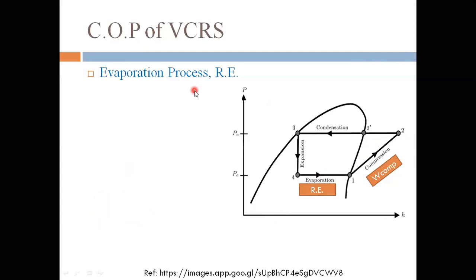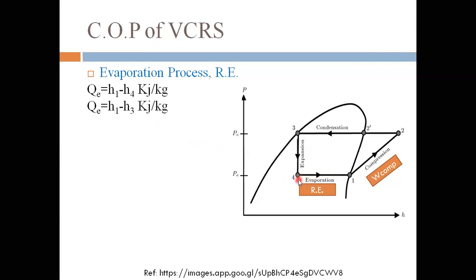Now, the evaporation process. In the evaporation process, what is the process? 1 to 4, or you can say 4 to 1. So there is a change in the enthalpy: H1 minus H4. Why H1 minus H4, and not H4 minus H1? The reason is that H1 is the higher value as compared to H4, so to get the positive value, we utilize H1 minus H4. That is the change in the enthalpy in the case of the evaporation. So in the evaporation process, we have the refrigerating effect, H1 minus H4, in kilojoule per kg, QE.